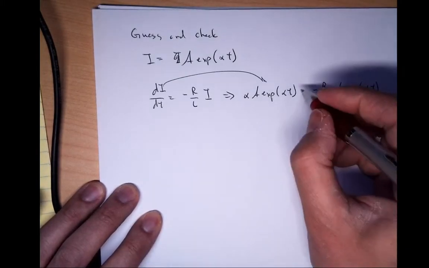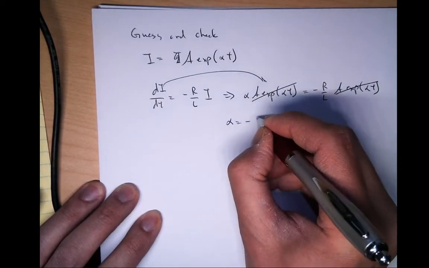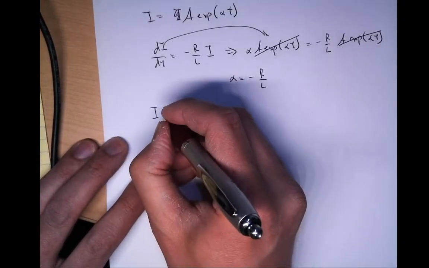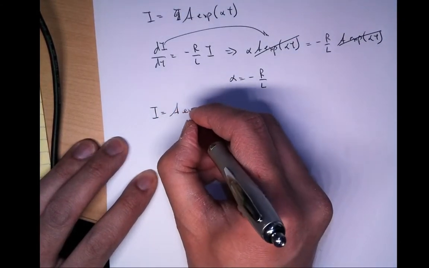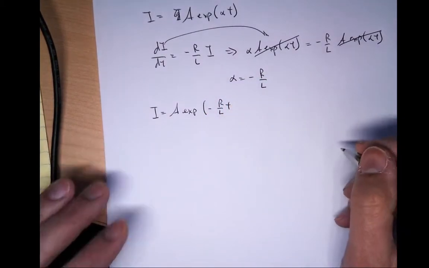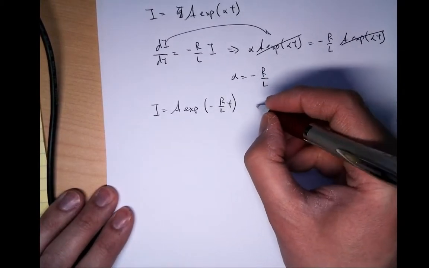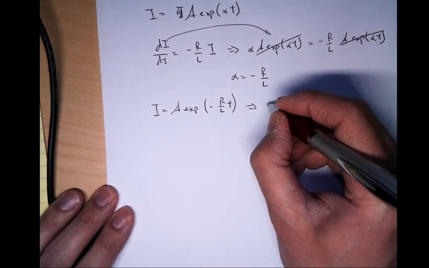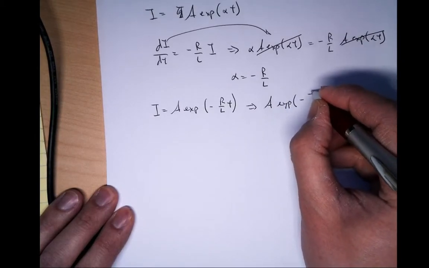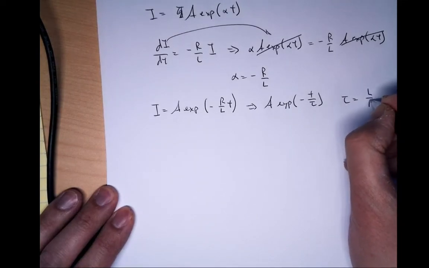Okay, and again, miracles happen, and then you get alpha is equal to minus R over L. That's the first part. So I is equal to A exponent minus R over L times t, which you sort of saw, right? This is essentially tau, or basically the same as A exponent minus t over tau, where tau is equal to L over R.